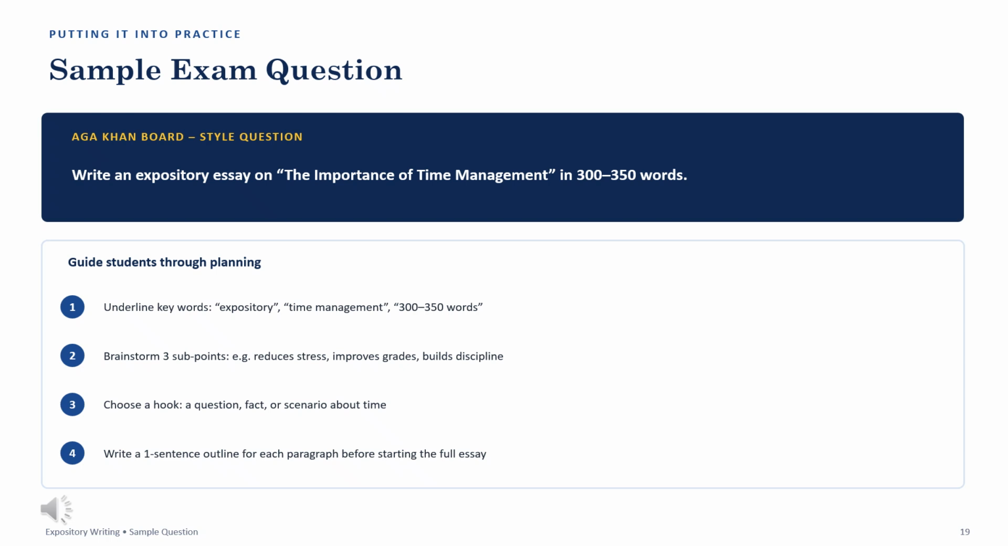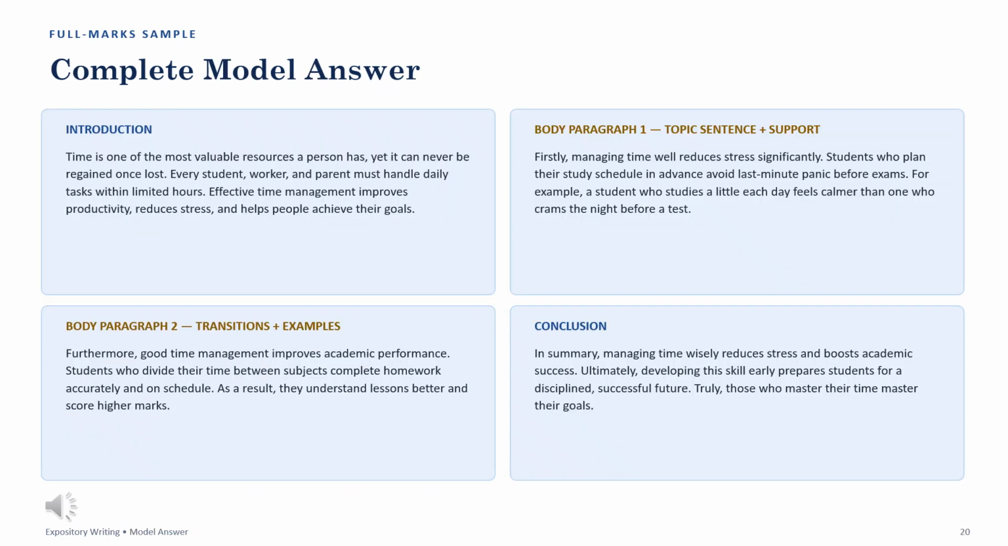Third, we choose an engaging hook, maybe a question, a shocking fact, or a quick scenario about time. And fourth, we write a quick 1-sentence outline for each paragraph before we start writing the full essay. This keeps us organized. Let's read through a complete full marks model answer together. Notice how it follows our structure.